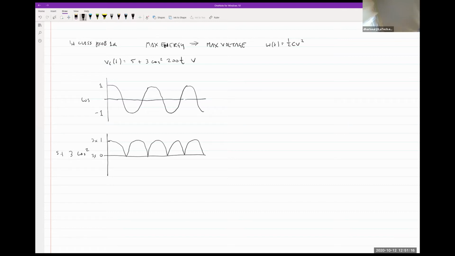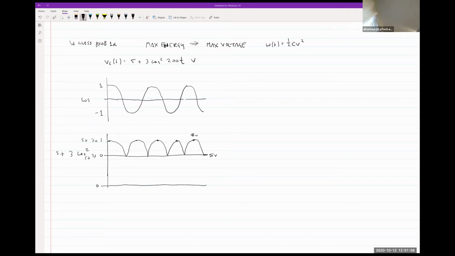And then if I say 5 plus 3 cosine squared, then I just add 5 to these bottom values, and 5 to the top values. And all that really does is shift everything up by a constant, so that what was 0 here is 5, and what we're bouncing up to at each peak here is really just 8 volts. So 5 plus 3 cosine squared at some frequency is going to be a graph that looks like this, and from that graph we can pull off the maximum voltage and use that to compute the maximum energy.